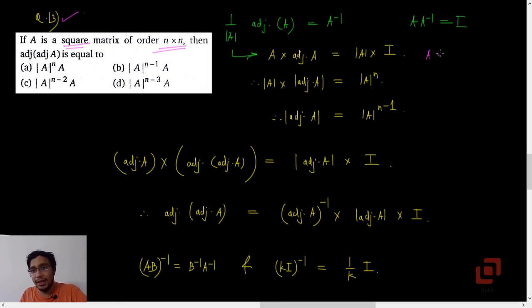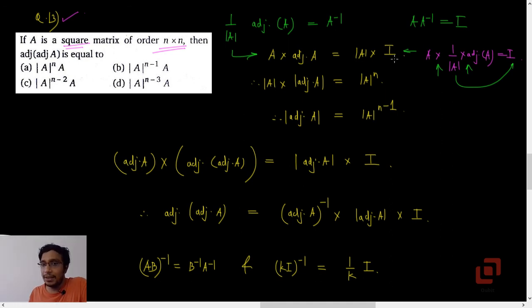See, we have A into 1 upon determinant of A into adjoint A equal to I. Now, although I have written multiplication signs here, A and adjoint A are matrices and 1 upon determinant of A is a scalar or a number. So you can shift it there, and that's what we have here. A into adjoint A equal to determinant of A into identity matrix.